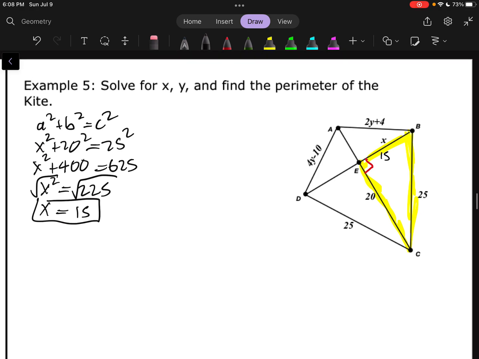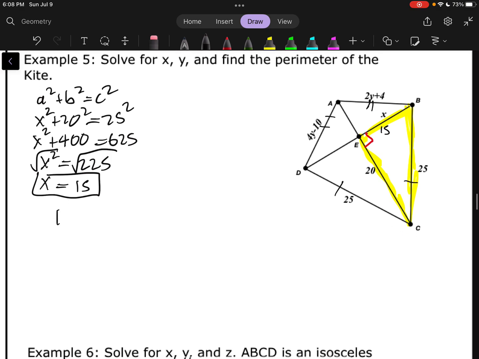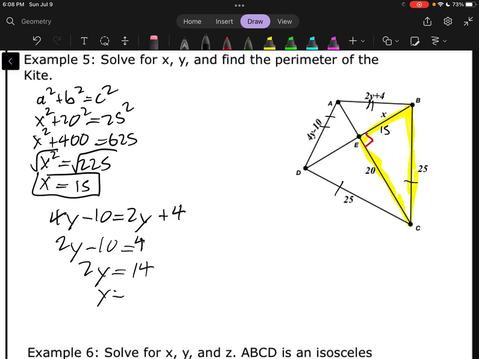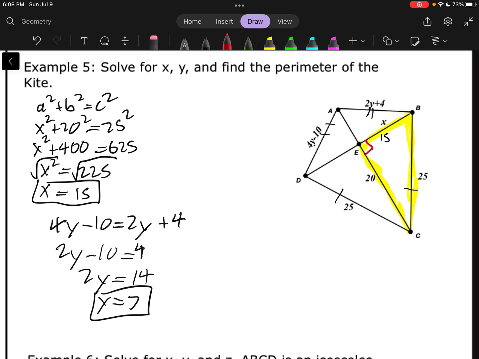And then what about y? Well, if this is a kite and these two sides are the same, that does mean that it's got to be these two sides that are the same on the other side. So that means that I could do 4y minus 10 is equal to 2y plus 4. Subtract the 2y, get 2y minus 10 is equal to 4. Add the 10, get 14. So y's got to be 7. Let me plug that back in and make sure that that works. 2 times 7 is 14, plus 4 is 18. 4 times 7 is 28, minus 10 is 18. So that works.